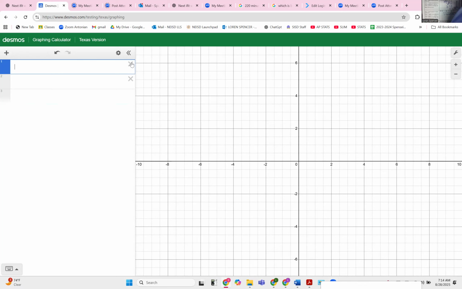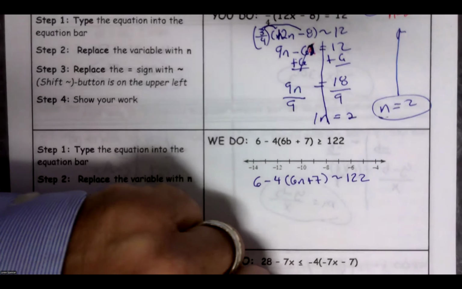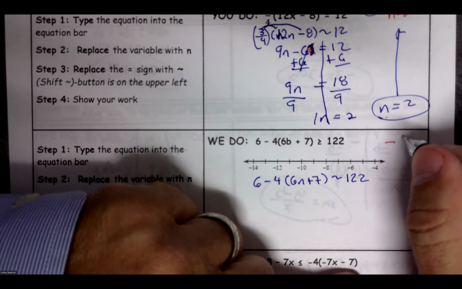And 6 minus 4, parentheses, 6n plus 7, squiggle, 122. And we see we get negative 6. So we know it's a negative 6.